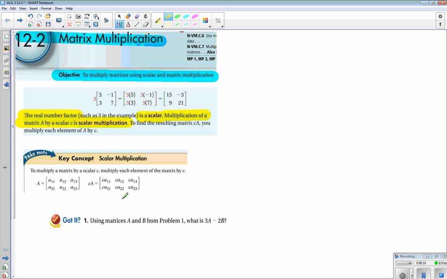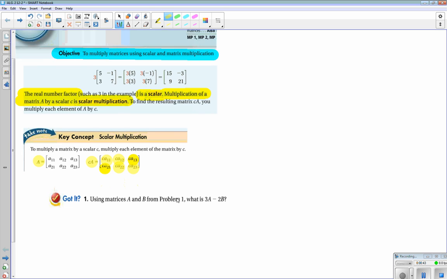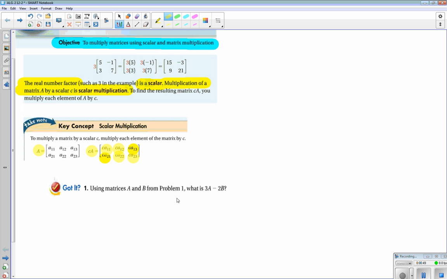The cool part about it is that when you have a matrix and you multiply it by a scalar, you multiply every element in your matrix by that scalar amount. So we are going to use matrices A and B from problem 1 to find out what 3A minus 2B is. We are going to take this entire A matrix and multiply by 3, this entire B matrix and multiply it by 2, and then subtract those results.